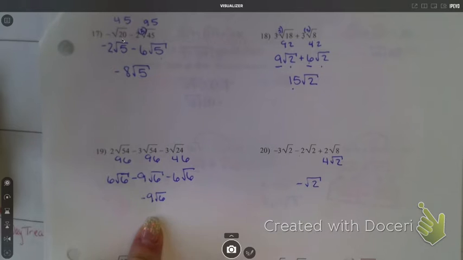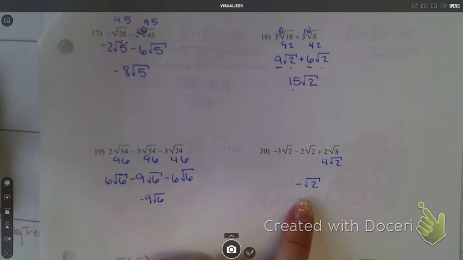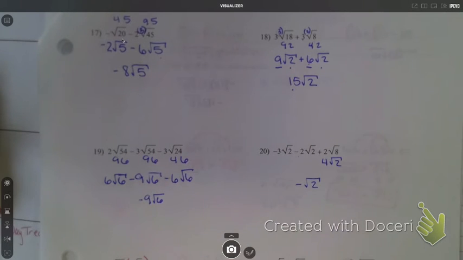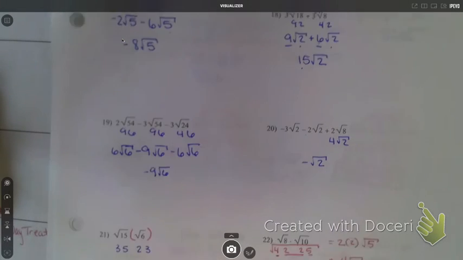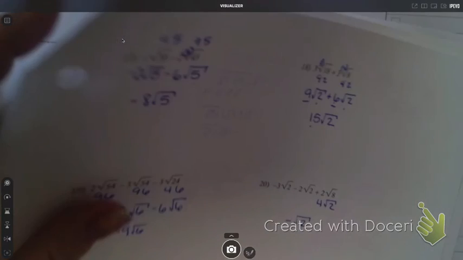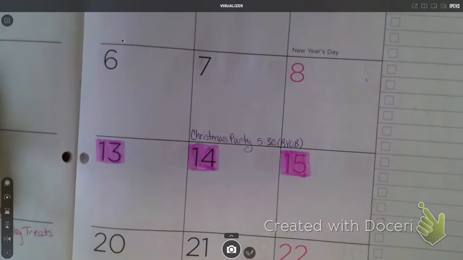Okay, 19. You should have negative 9 square root of 6. Okay, 20. You should have negative square root of 2. Oh, I got that one right. Are we getting better? Okay, 21, 22, 23.